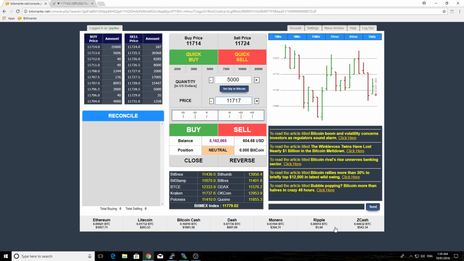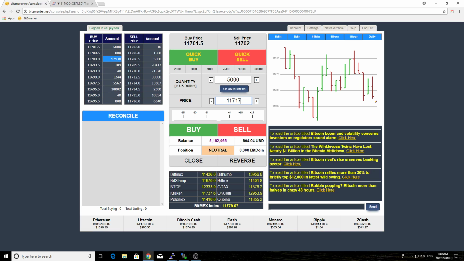Here we are taking a quick look at the BitSmarter trading console. This is a console that's developed for day traders to trade Bitcoin and other altcoins. There are three panels. The middle panel is where you do all the work, putting in your buy and sell orders, and the side panels have information which you use to trade.